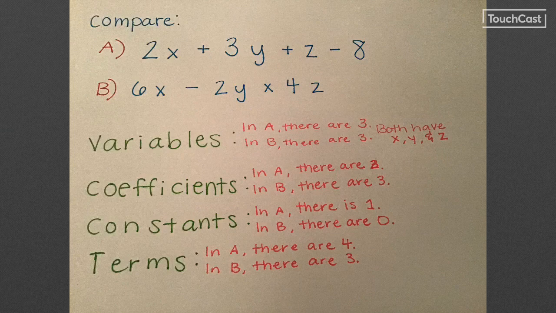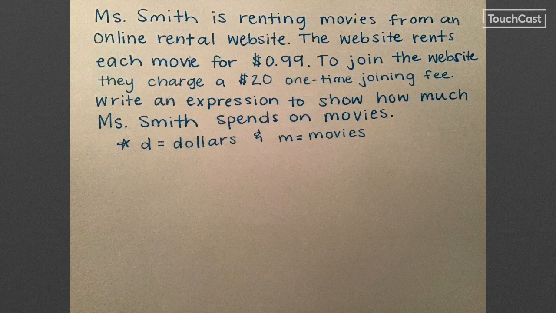Now let's try some word problems. Our word problem for today: Miss Smith is renting movies from an online rental website. The website rents each movie for 99 cents. To join the website, they charge you a $20 one-time joining fee. Write an expression to show how much Miss Smith spends on movies. So I want D to be dollars and M to be movies.